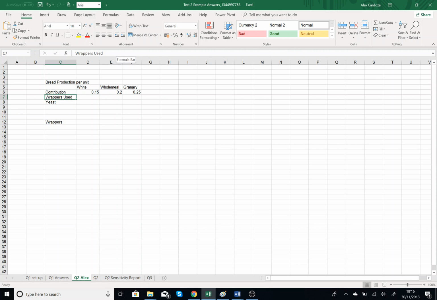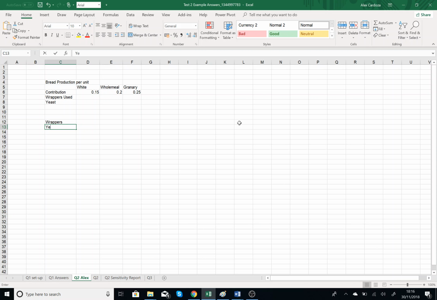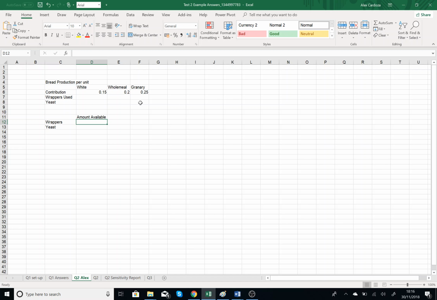So this is what you would do in your exam. You get wrappers used. What they're trying to do here is show you that each of these has a limiting factor. And then you've got yeast. So amount available. And then we're just going to create another units to produce: white, wholemeal, granary.